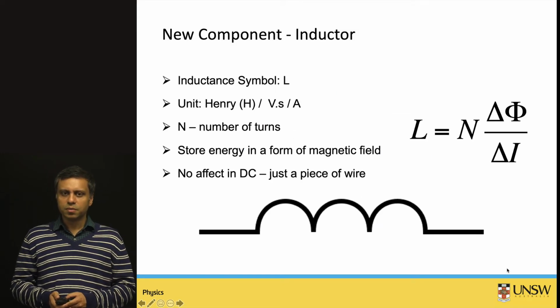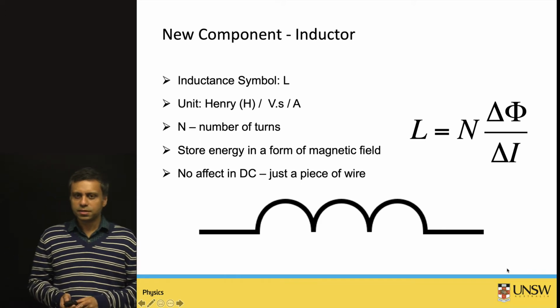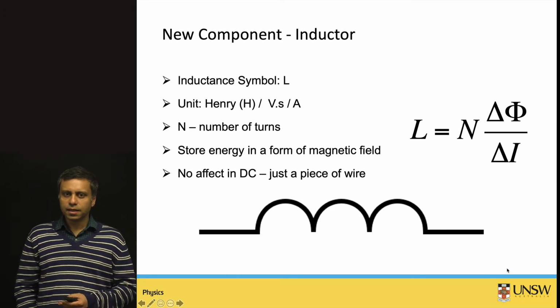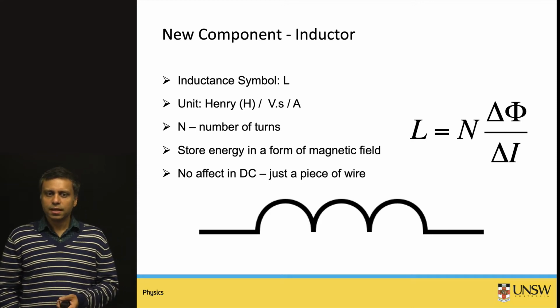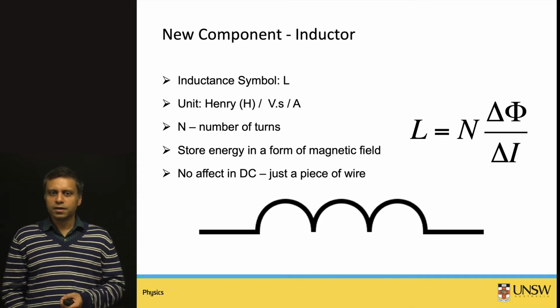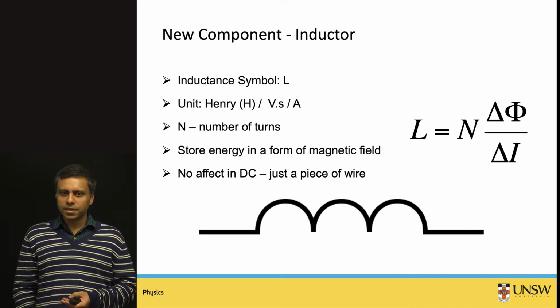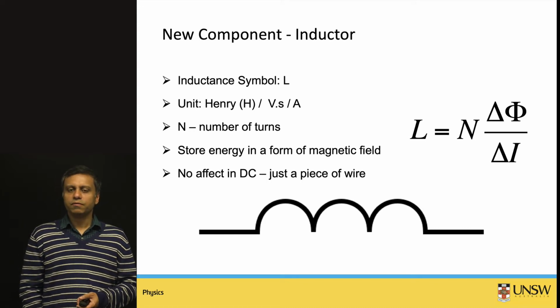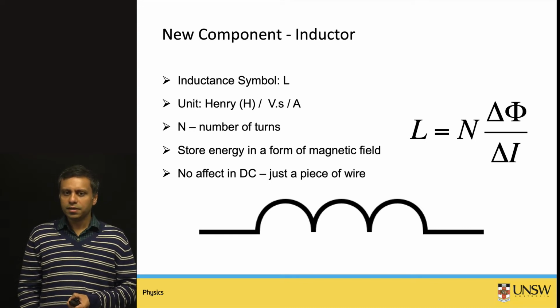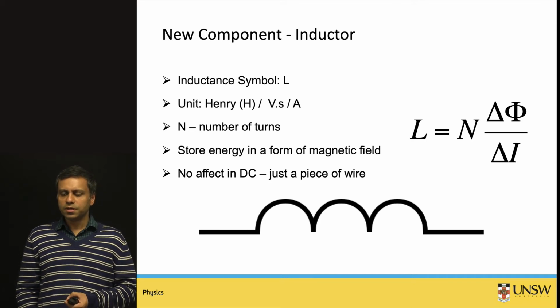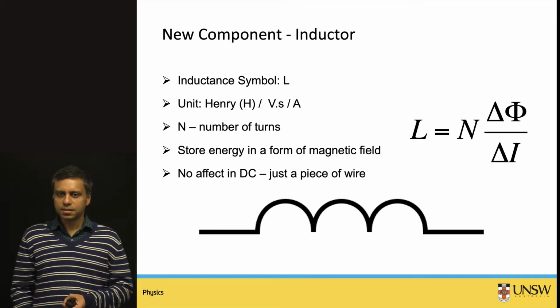This is a new component. We haven't described this before. An inductor has something called inductance, just as a capacitor has capacitance. The symbol for an inductor or inductance is a capital L. It has the unit of Henry. Henry is also given by volt times seconds over amperes.